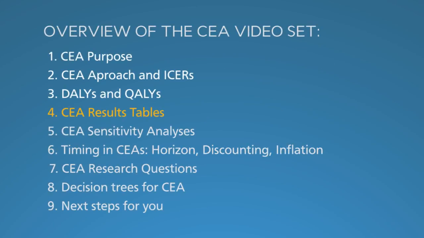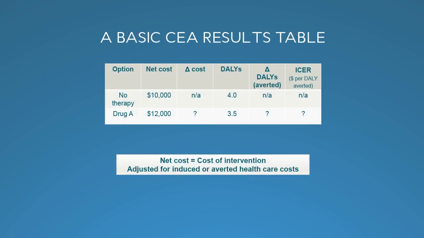In segments 1 and 2, you learned why to do CEAs and how to compare net costs to health outcomes. In segment 3, you learned about DALYs and QALYs, the Uber health metrics. In this segment, number 4, on CEA Results Tables, we examine CEA findings and how to present them. Now, let's talk about how to present findings from a CEA.